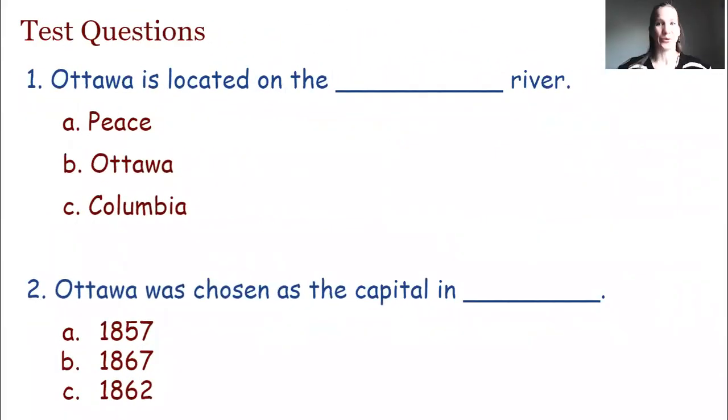Here are some questions for you. Number 1, Ottawa is located on the river. A, Peace, B, Ottawa River, or C, Columbia River. Number 2, Ottawa was chosen as the capital in what date? Was it A, 1857, B, 1867, or C, 1862? If you forget, you can watch the video again.